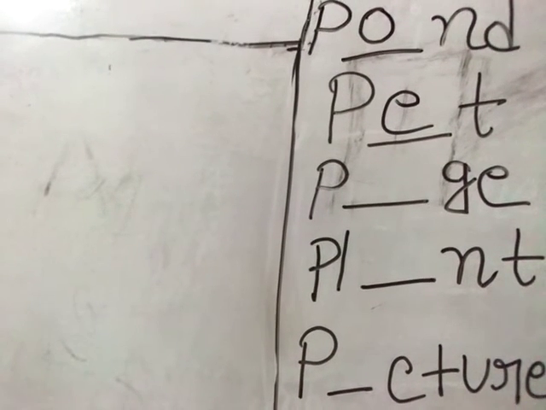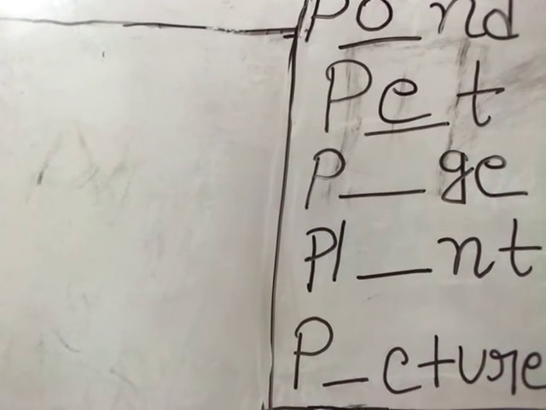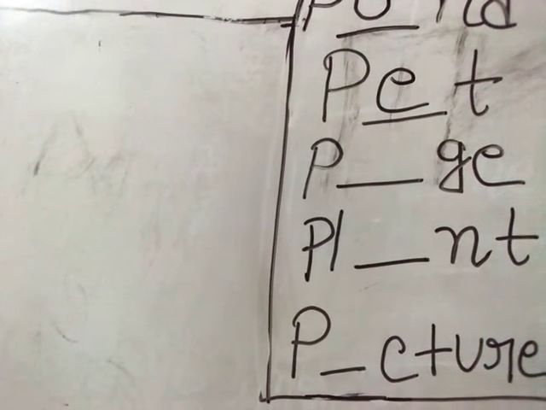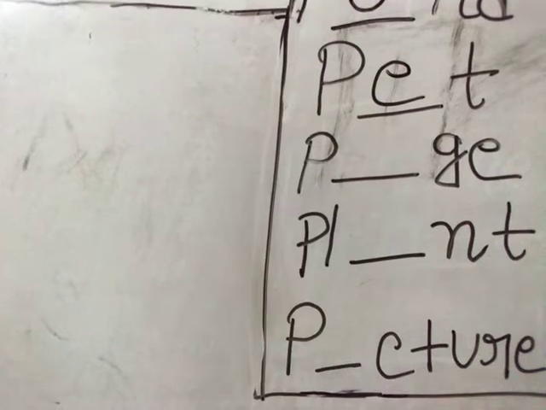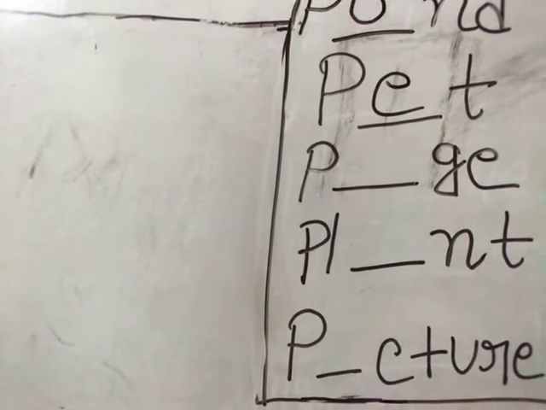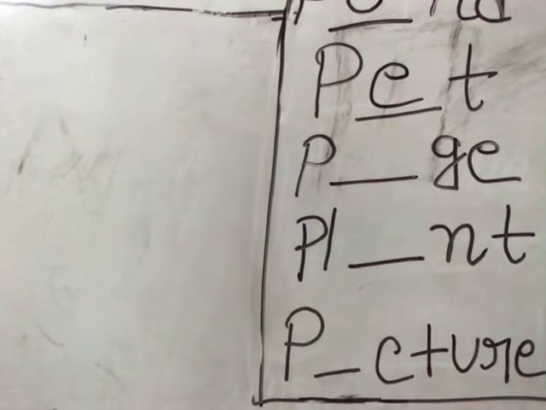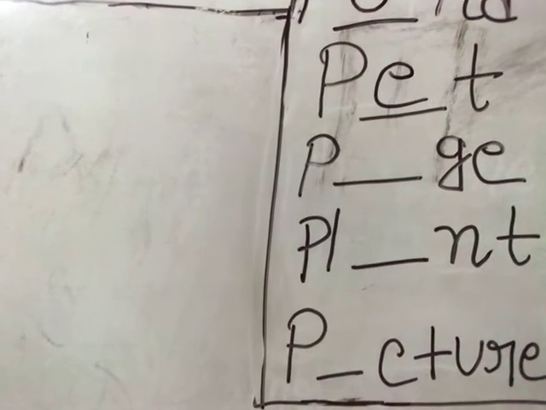Okay. Then coming to the next one, P dash GE. If I put I here, PIGE, we have never seen such a word in our book. Or if I put POGE, no. If I put A, yes, it becomes page.